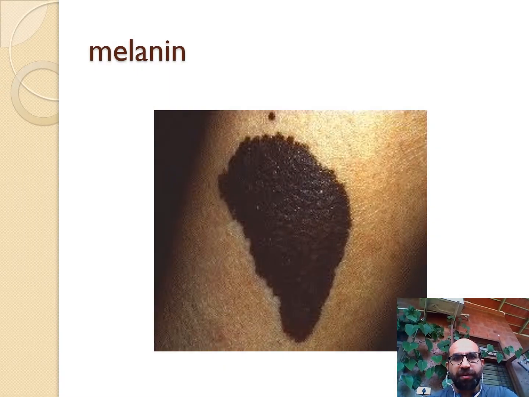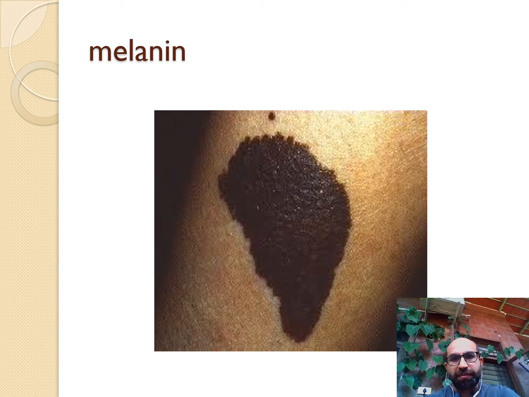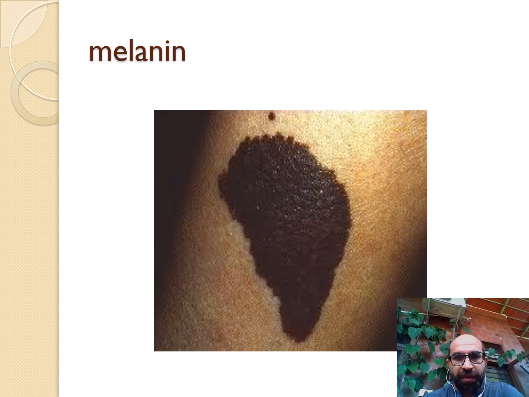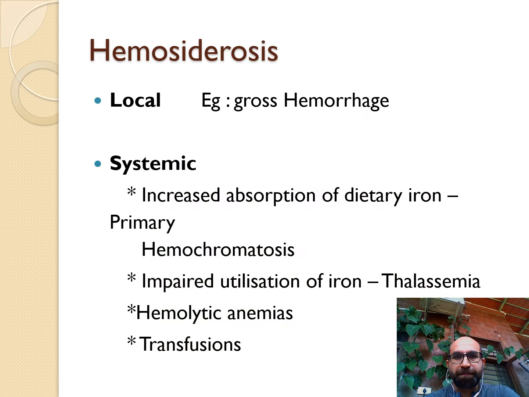Coming to melanin, it's the only black pigment in our body. This pigment can accumulate in the skin and sometimes in the mucous membrane. It can be seen in benign pigmentary accumulations or in malignancy, especially in melanoma.